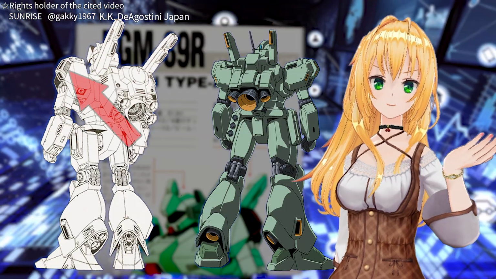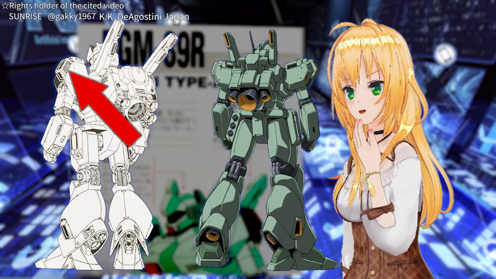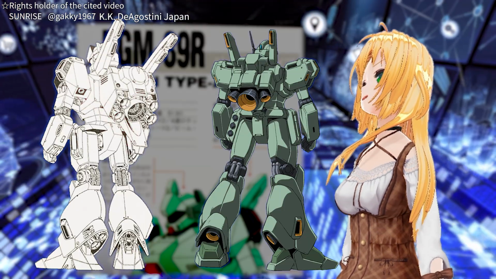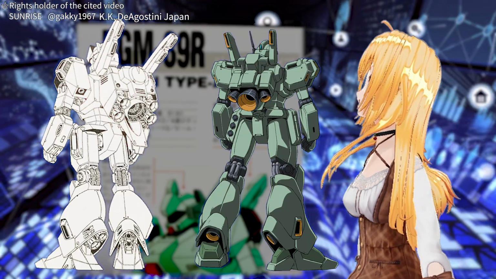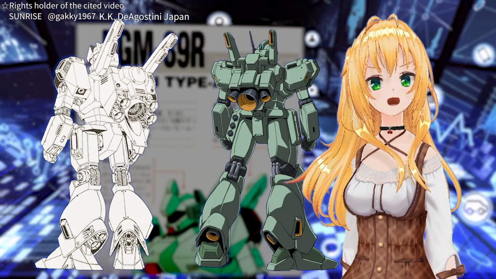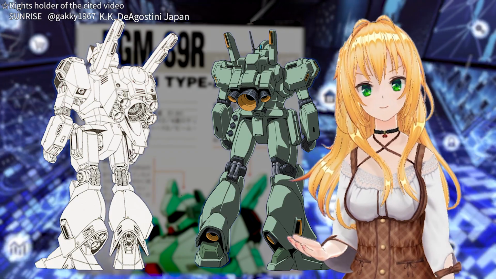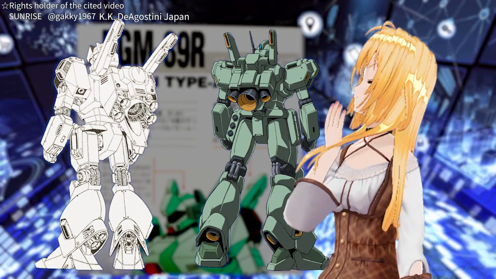The shoulder thrusters also have a distinctive feature. Their armor has been omitted. The reason for this is unknown. Was it done to reduce weight? Or did it interfere with thrust? Fans can decide for themselves.